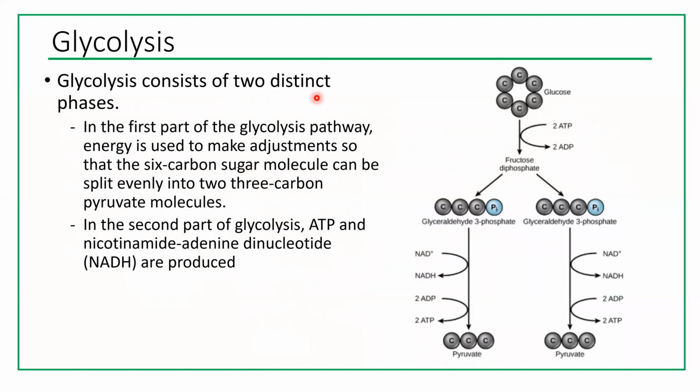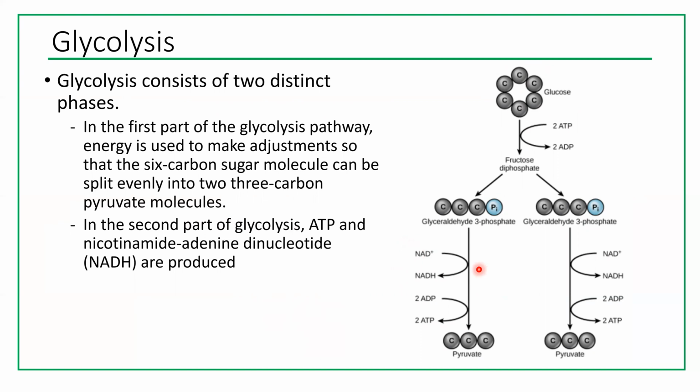Glycolysis consists of two distinct phases. In the first part of the glycolysis pathway, energy is used, right? For any reaction, you need to invest energy first. Energy is used to make adjustments so the 6-carbon sugar molecule can be split evenly into 2 3-carbon pyruvate molecules. So if you look over here, this is glucose. Only carbon is shown just for our convenience. And that's our first stage, and this is the investment stage. 2 ATP molecules are used to prepare this molecule for this split.